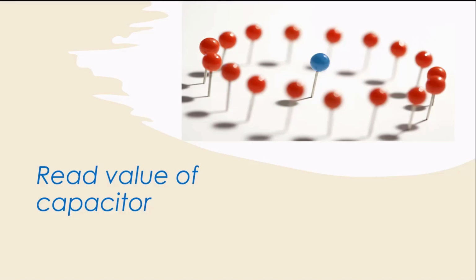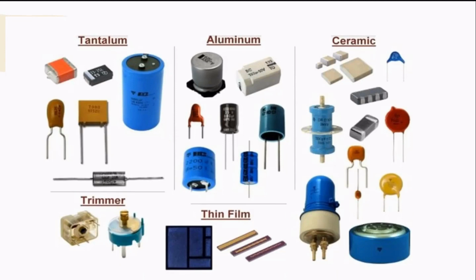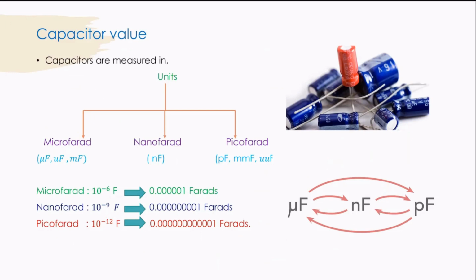In this video, let us learn how to read or calculate the value of a capacitor. Now if you see here, these are the different types of capacitors: tantalum capacitor, aluminum capacitor, ceramic capacitor, trimmer capacitor and thin film capacitor. Now coming to the capacitor value.